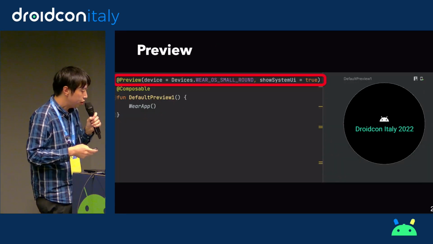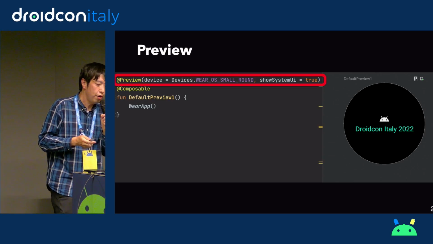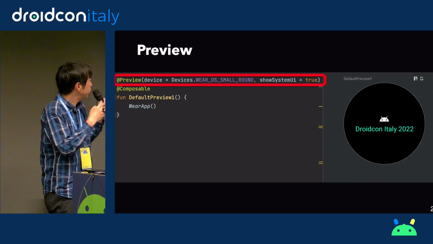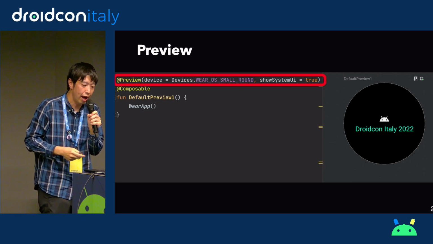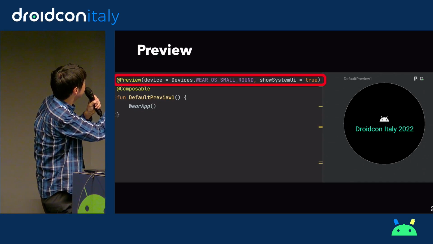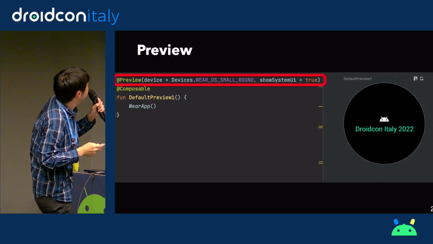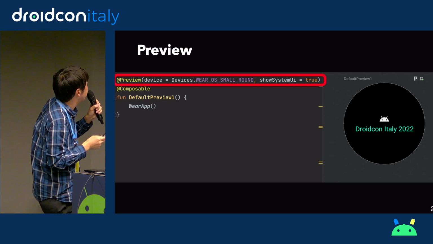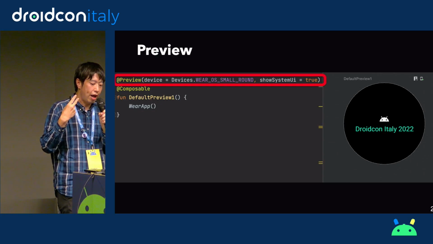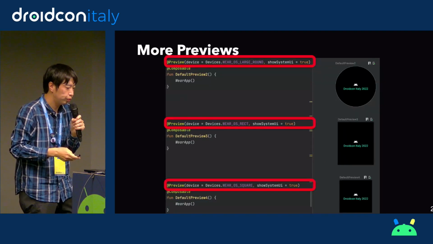Okay, I'm going to add an explanation about the preview feature. When we use Wear OS Compose preview, we have to add this preview annotation like this. Devices.WEAR_OS_SMALL_ROUND. It means the shape of the Wear OS device. And showSystemUi equals true. It's the same as mobile Jetpack Compose. Okay, to enable Wear OS preview, we have to define this preview annotation.